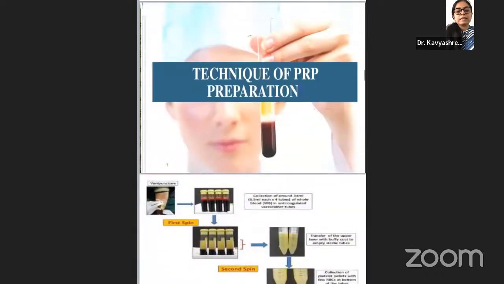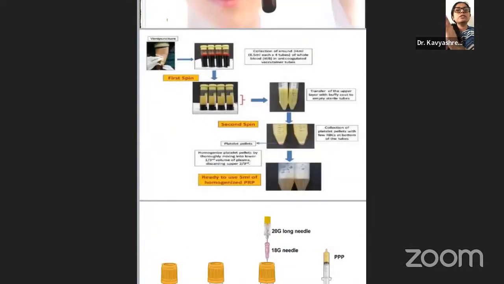How is this prepared? First we have to collect the blood from the patient. Approximately 8 ml of blood will be collected and centrifuged in two spins. In the first spin, we centrifuge it for 10 minutes at 2,400 rotations per minute, in which the RBCs will be separated from the plasma. And in the second spin, we use 15 minutes at 3,600 rotations per minute, in which the platelet-rich plasma will be separated from the rest of the blood, that is platelet-poor plasma.